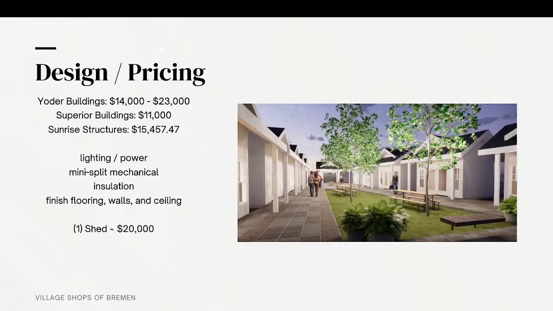We're finding that each of these sheds is approximately $20,000 in cost, with the windows, the doors, the overbuild, the columns, and the overhang.